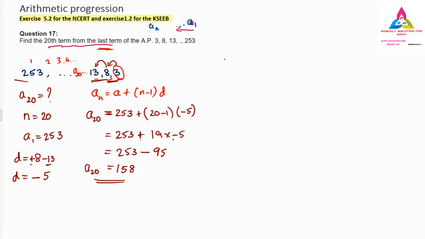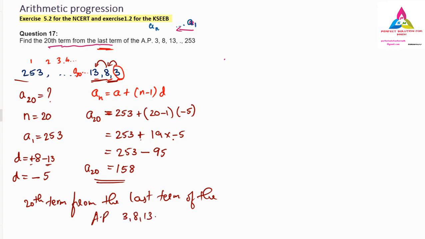So we can write the final answer: the 20th term from the last term of the AP. Which AP? From the AP 3, 8, 13. The question they have given, that only we have to write, is 158. That is our answer. So remember, when any term from the last term comes, we have to follow these steps.